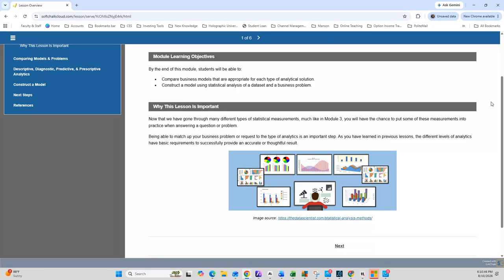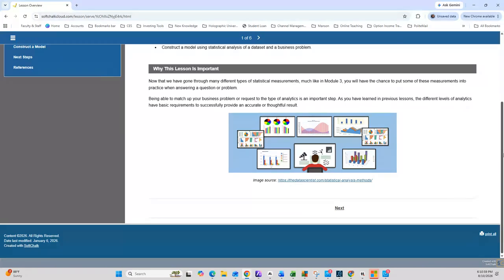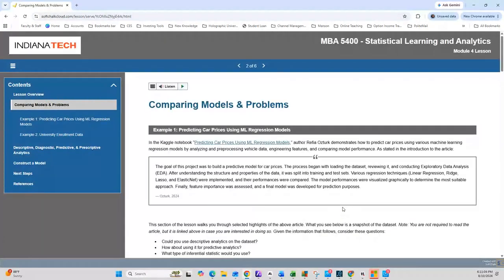As you have learned in previous lessons, the different levels of analytics have basic requirements to successfully provide an accurate or thoughtful result. So basically, what they're saying is you have to make sure that you're using the right data based on the levels of measurement and the analytical framework that you're going to be using.